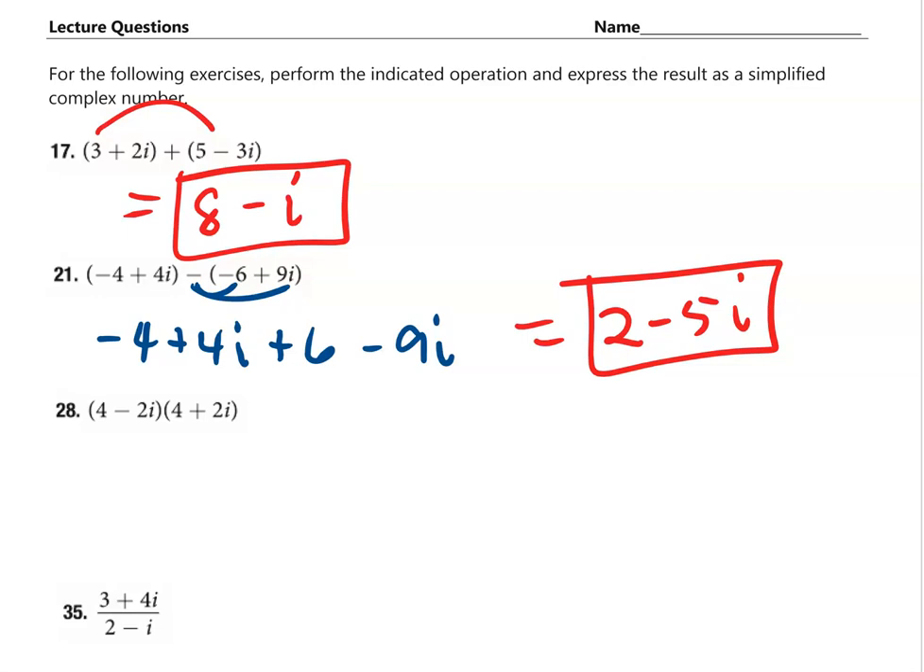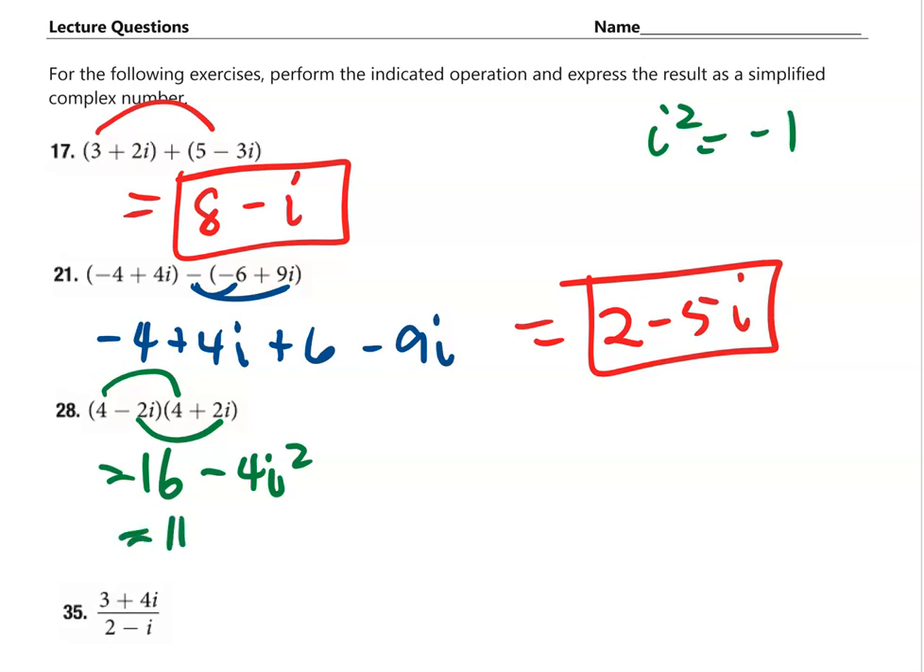Then 28: 4 minus 2i times 4 plus 2i. This is the sum and difference of two binomials. So you just have to multiply the first terms: 4 times 4 is 16. Negative 2i times 2i is negative 4i squared. And remember, i squared is equal to negative 1. So 16 minus 4 times negative 1 is equal to 16 plus 4, which is 20.